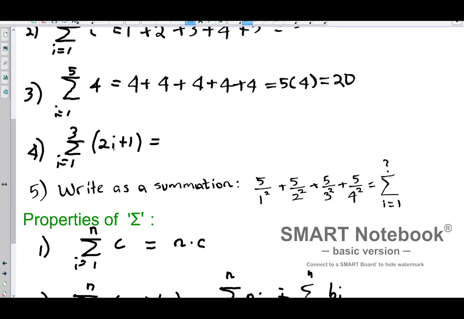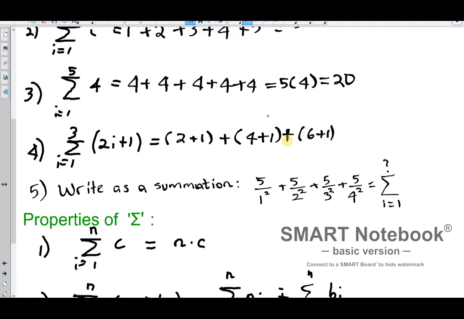So start with the lower index at 1. That's 2 times 1 plus 1. Then plus, increment by 1, so i is 2. So that's going to be 2 times 2, which is 4. So it's going to be 4 plus 1. And increment it again, i is 3. So 3 times 2 is 6.